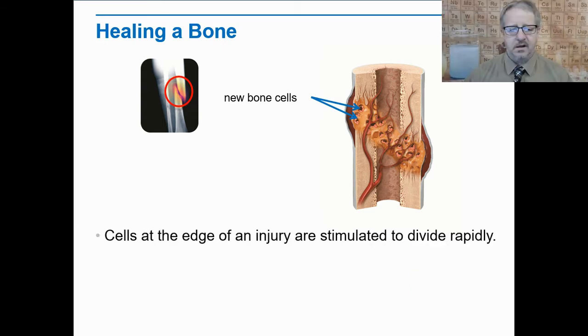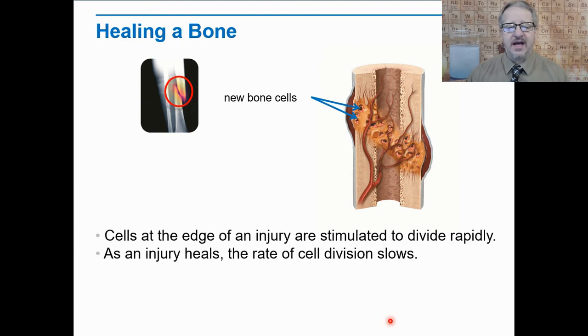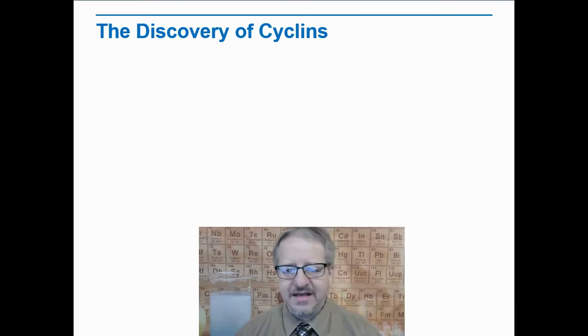All right. So again, the cells at the edge of an injury are stimulated by the lack of cells next to them. And so they start to go through the cell cycle, dividing much more rapidly than they would otherwise. So as the injury heals, the rate of cell division begins to slow. Now, there are these things called cyclins.